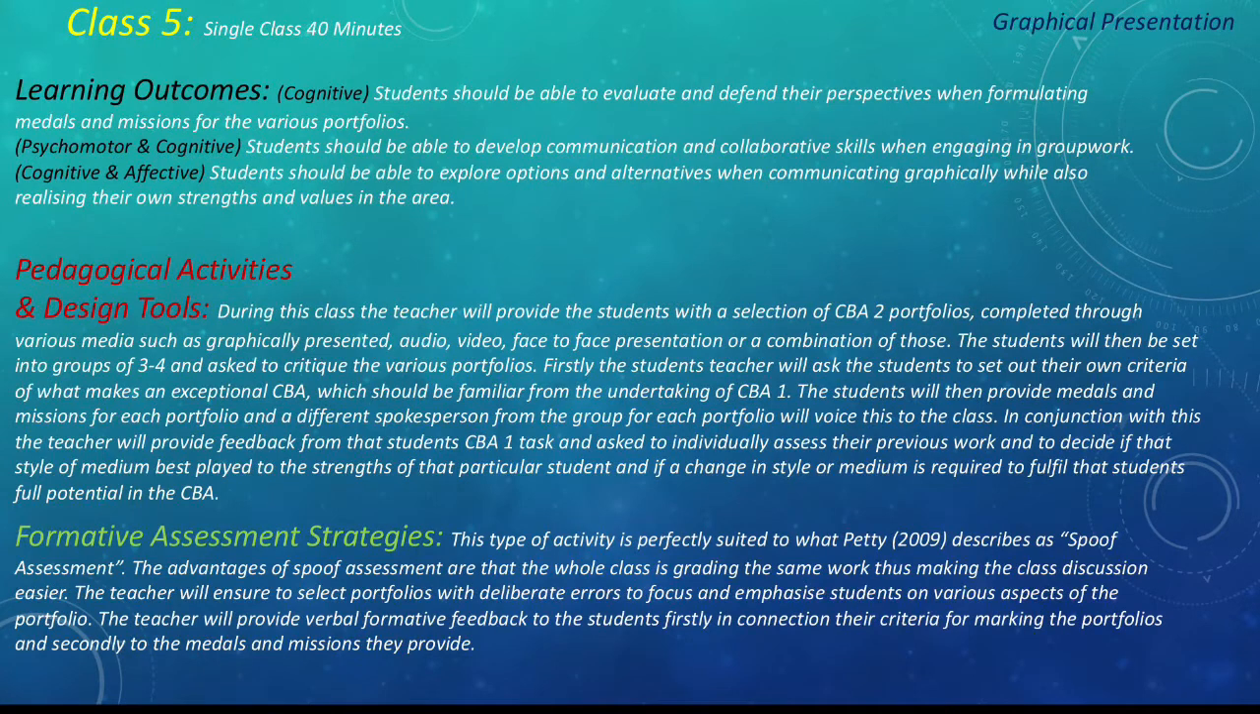During Class 5, we move on to graphical presentation. This class is based around the concept of spoof assessment outlined by Petty. This involves the teacher providing the students with a selection of CBA 2 portfolios completed through various media. The students will then analyse and critique the medals and missions with regard to each portfolio, and then, using their own feedback from the CBA 1, select a media through which to complete their CBA 2 portfolio.